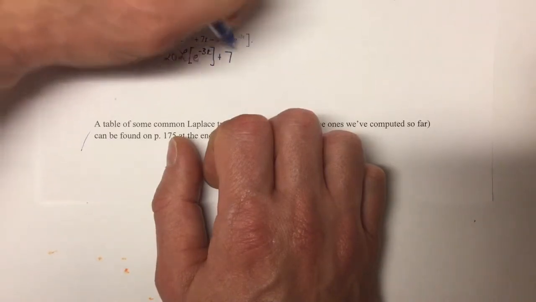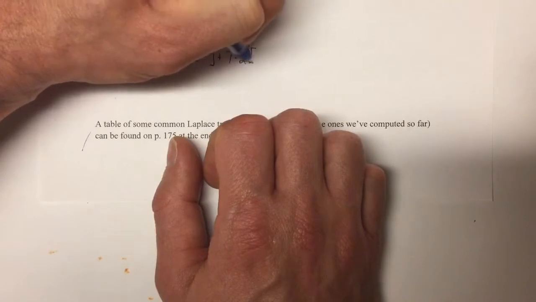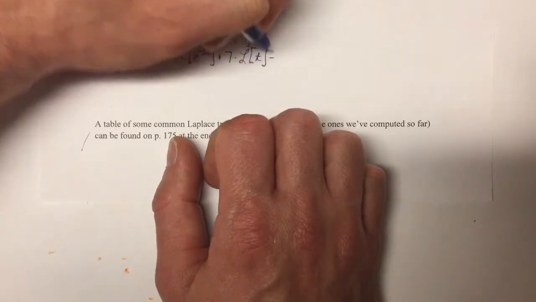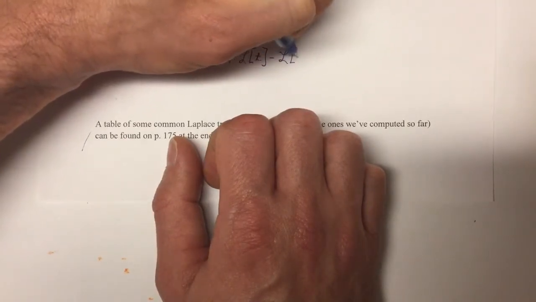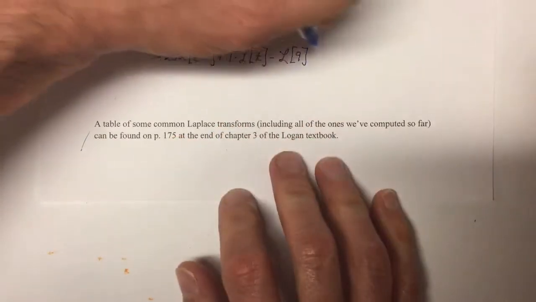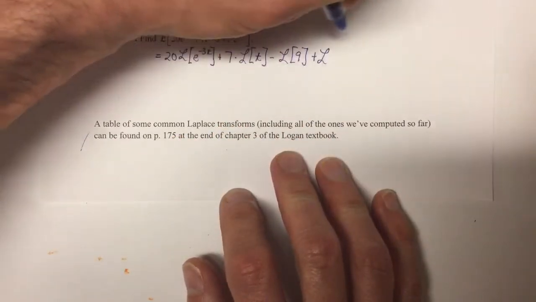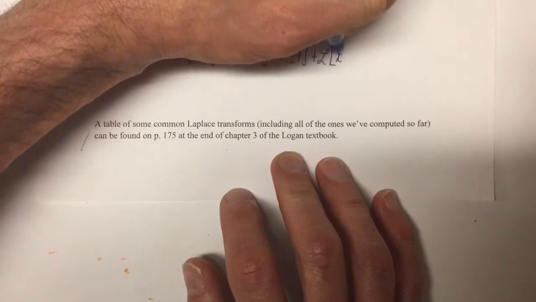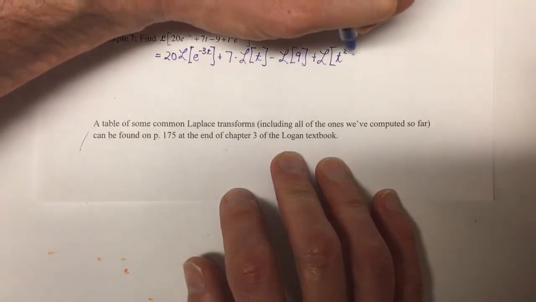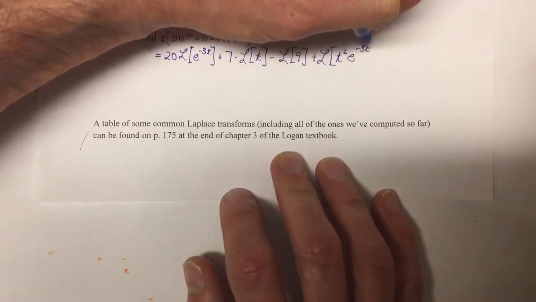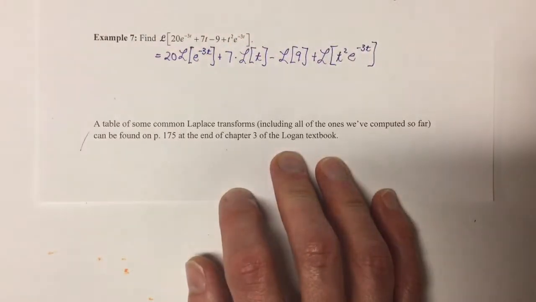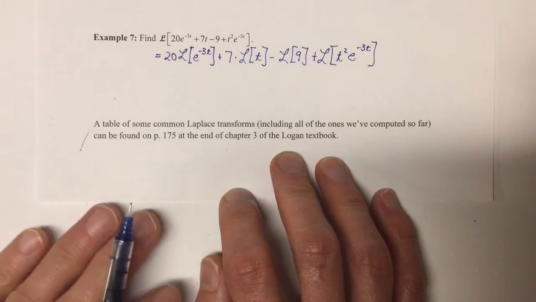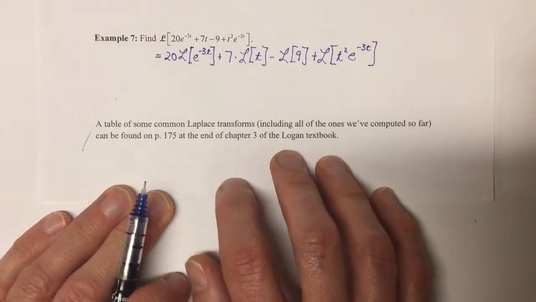plus 7 times the Laplace transform of t minus the Laplace transform of 9 plus the Laplace transform of t squared times e to the minus 3t. Now we can work with each of these separately, and we've already done almost all the work for this.